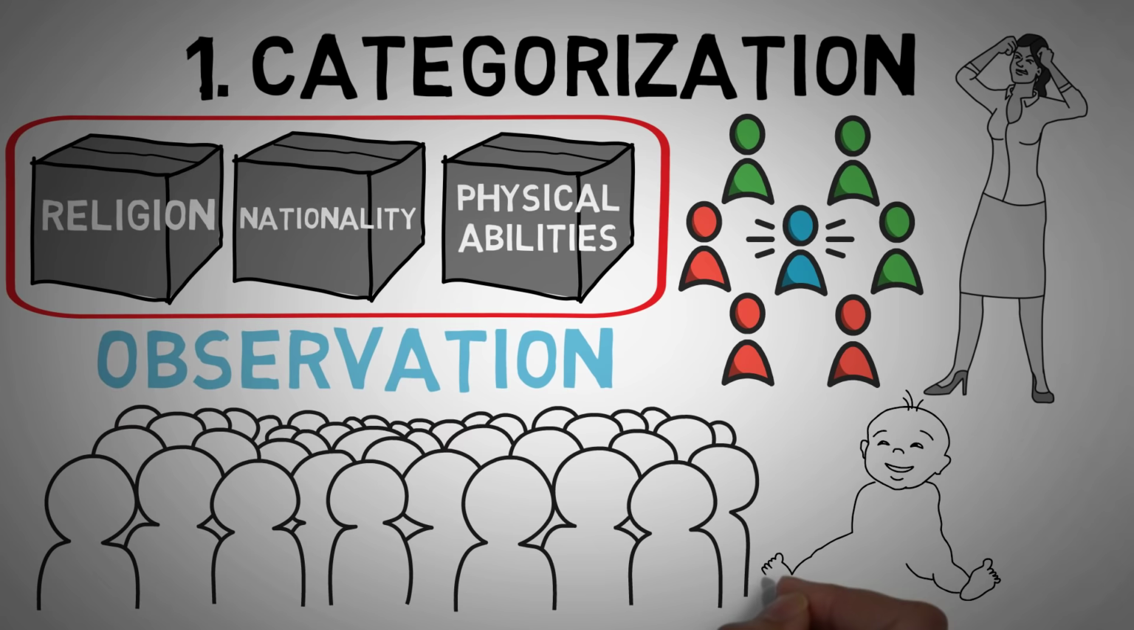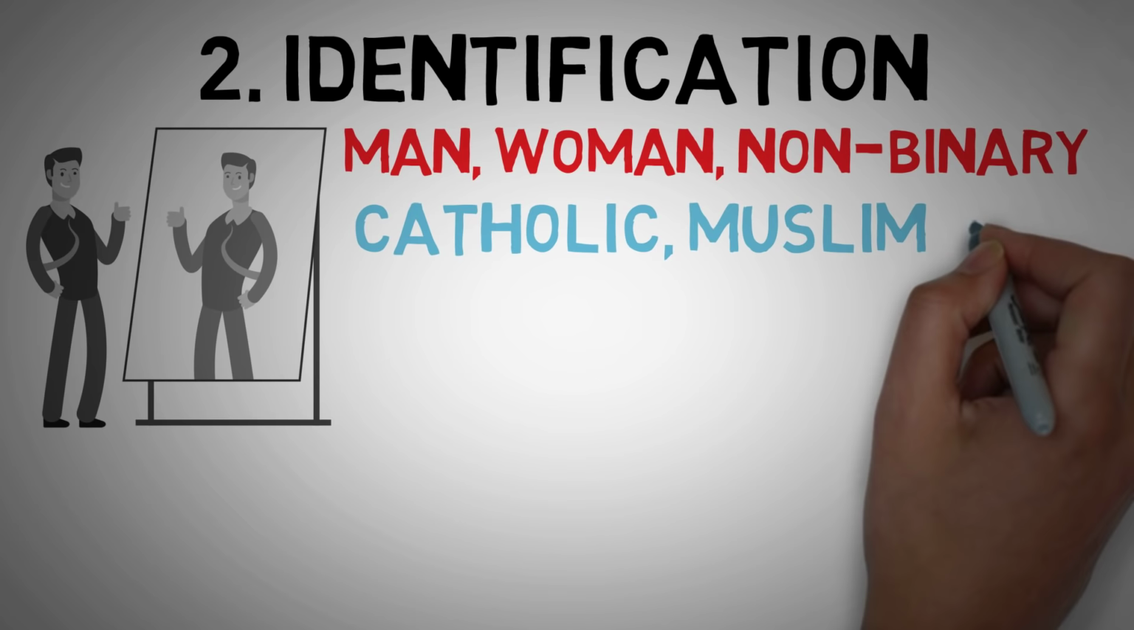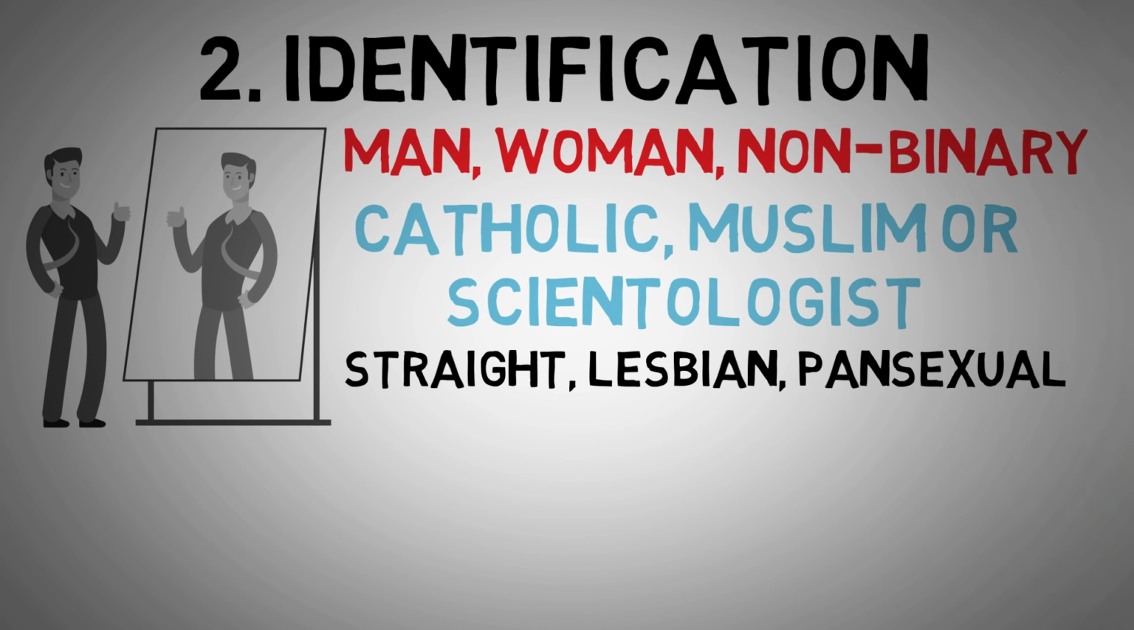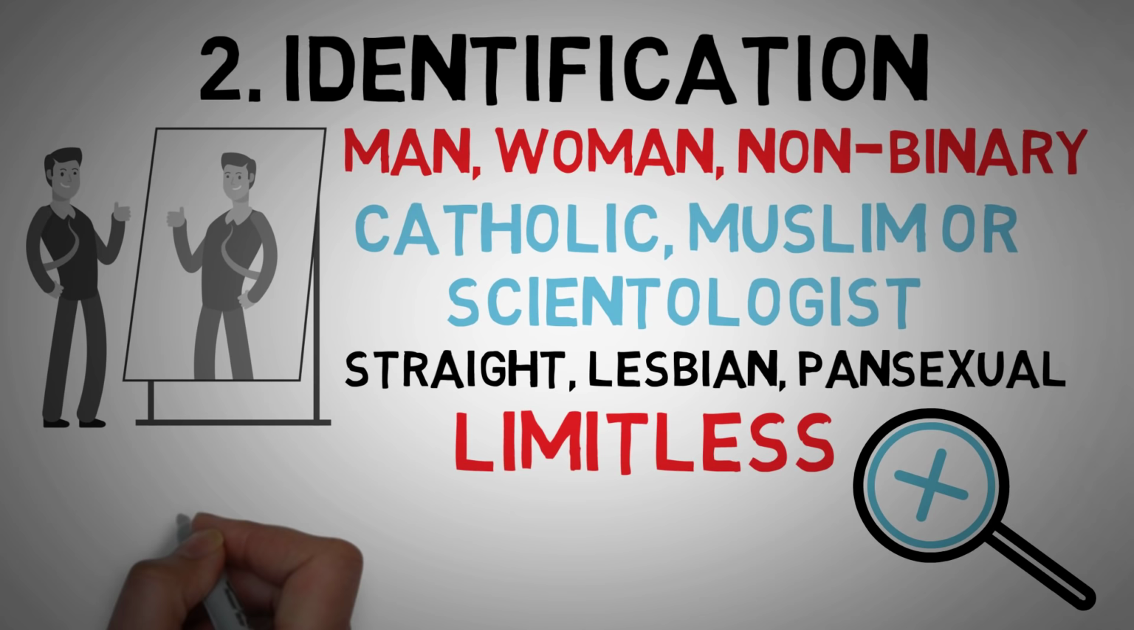Secondly, identification. Once you start to categorize the world into different groups, it's time to look at yourself. How do you identify? And there's so many ways to answer this question. You can identify yourself as a man, a woman, or a non-binary person. You can identify as a Catholic, a Muslim, or a Scientologist. You can identify as straight, lesbian, or pansexual. Or you can choose to identify as none of these things. When it comes to psychology, what you identify with is literally limitless. I know these topics may not be the most politically correct, but it shows how fluid our identities are.